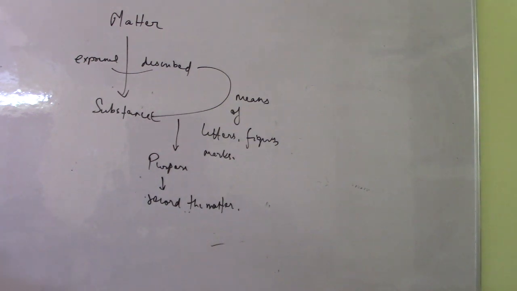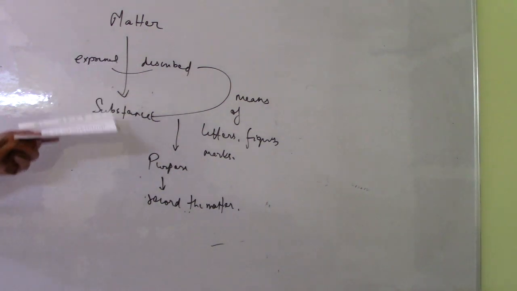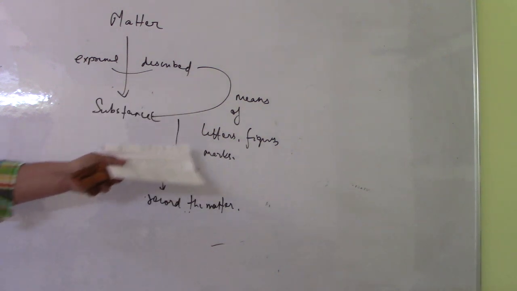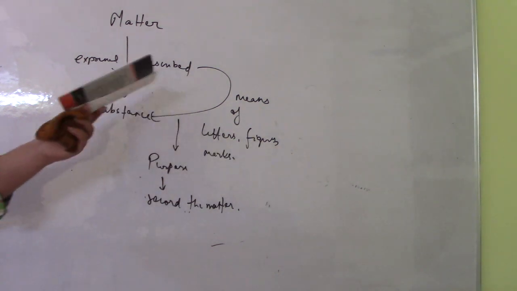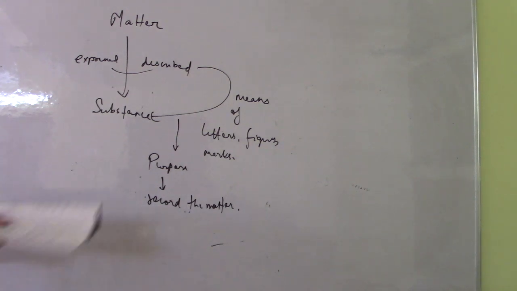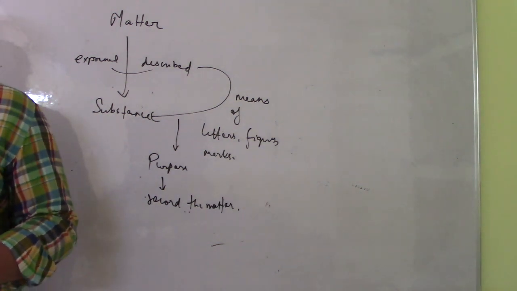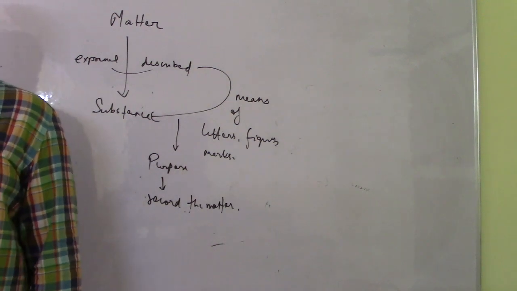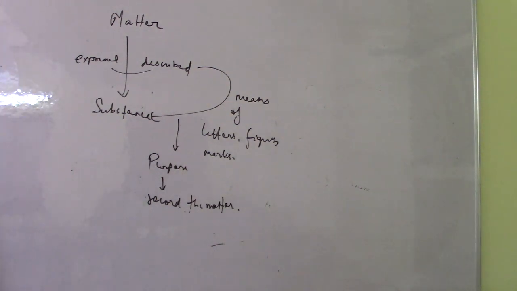Could be cave drawings, doesn't matter. Indus Valley civilization ruins, I'm sure you've seen many of those things, right? And it is on a substance, the substance being the rock. And it is done by letters, figures or marks. Marks over here is the key point, or figures. And it is for the purpose of recording the matter. In the same way, let us say that you have a tape recorded conversation.